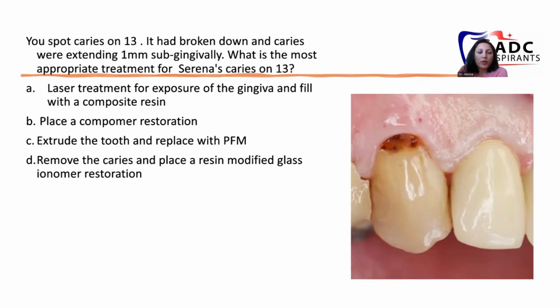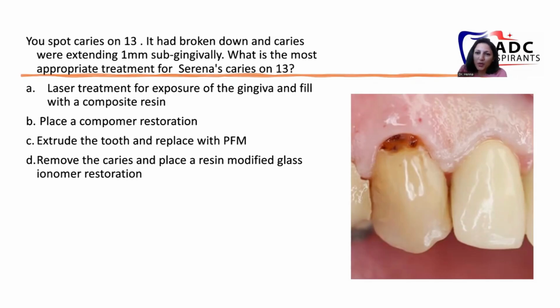We've got one more question, and let's not think that we are talking about the same picture that we saw, but she's the same patient. You've spotted caries on 1-3 and it looks like this. The question states that it's broken down, there's caries, and it's extending 1 millimeter subgingivally. What is the most appropriate treatment for her caries on 1-3?